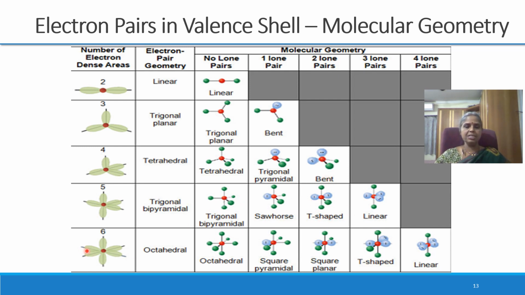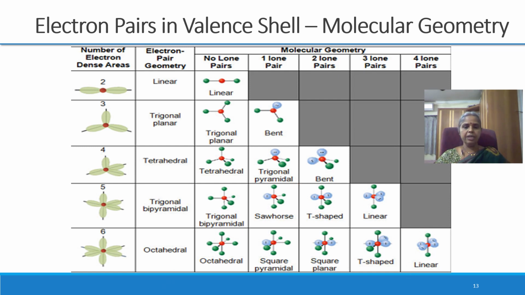Now you can see the last case, when there are six pairs of electrons in the valence shell of the central atom. With no lone pairs, it is octahedral. With one lone pair, it is square pyramidal. The lone pair is shown in blue, and bonded atoms are green. If there are two lone pairs, both in the equatorial plane, the molecule is square planar. With three lone pairs, the molecule is T-shaped. With four lone pairs, the molecule is linear.